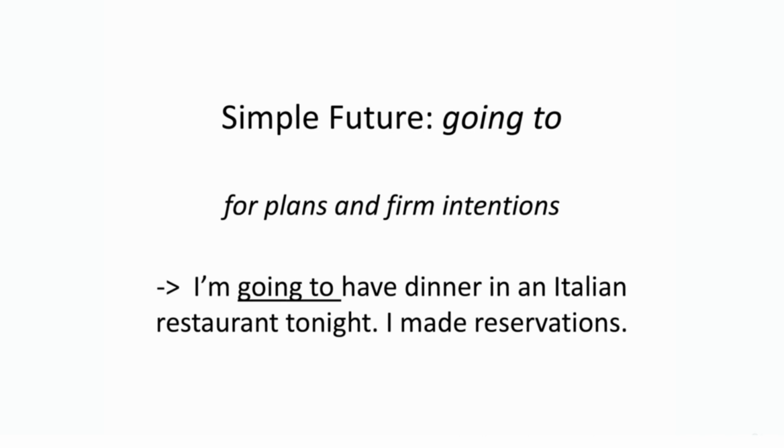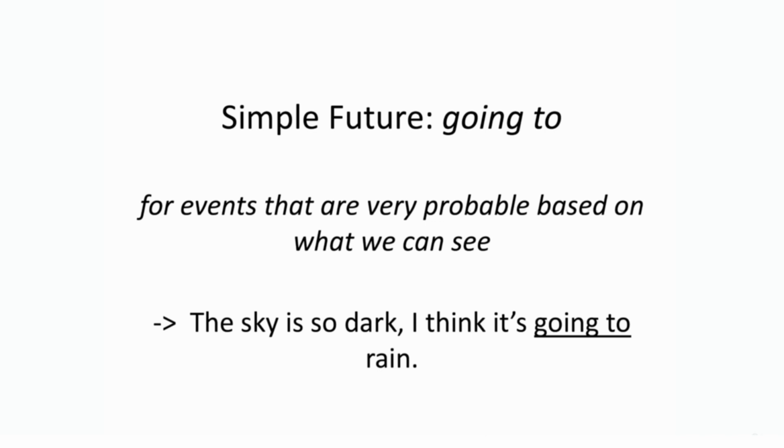We use the construction going to indicate plans and firm intentions in the future. I'm going to have dinner in an Italian restaurant tonight. I made reservations. And we also use going to for events that are very probable based on what we can see. The sky is so dark, I think it's going to rain.